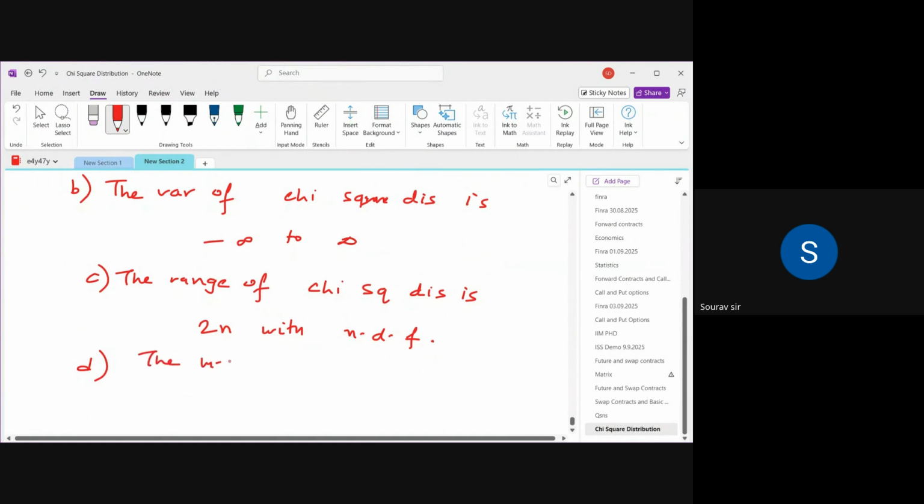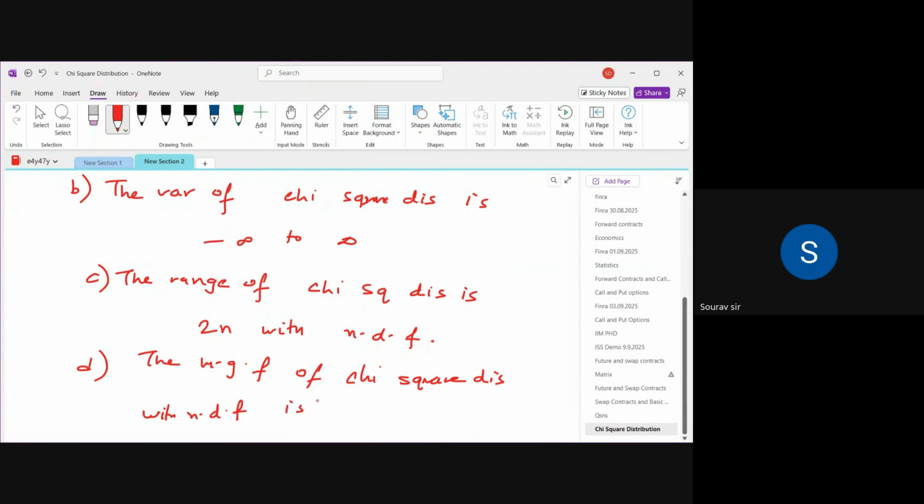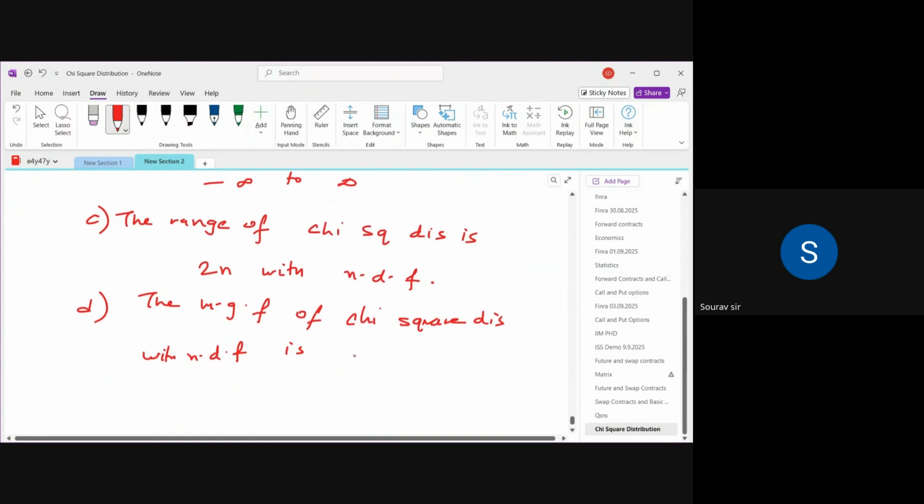the MGF of chi-square distribution with n degrees of freedom is 1 minus 2t to the power minus n/2. I hope the options are visible to everyone. So which one will be the answer for this? Anyone? MGF, ma'am. So the correct option is option D, you are telling me.